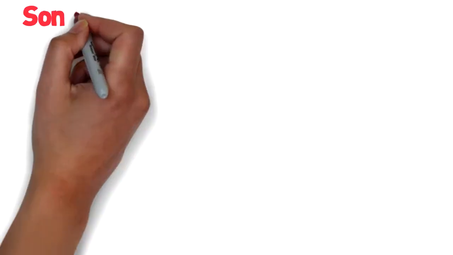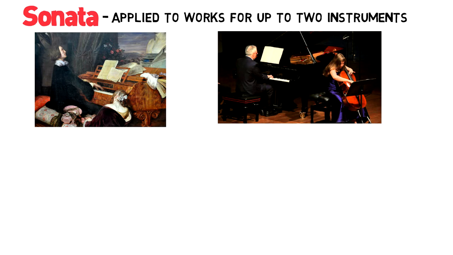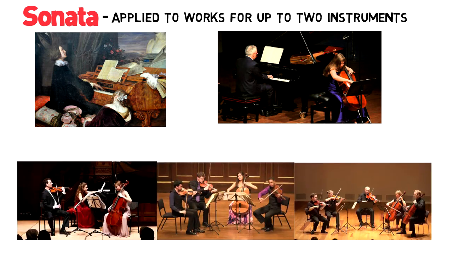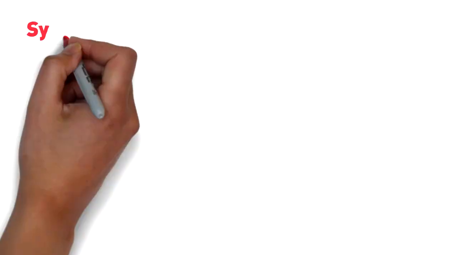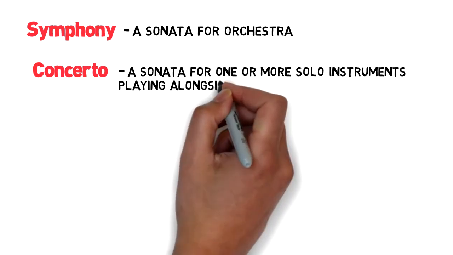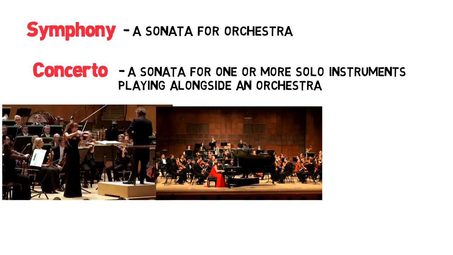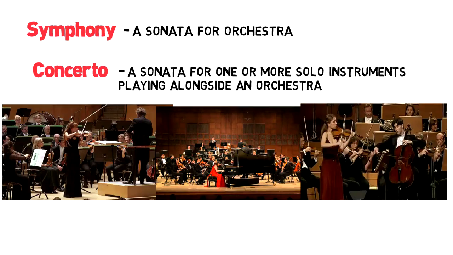For some reason, the word sonata is only applied to compositions for up to 2 instruments. So you'll get a piano sonata or a cello sonata, but when the group expands, we start calling them trios, quartets, quintets, and so on, instead of sonatas. This seems weird to me because really from the music of Haydn onwards, all these pieces are sonatas, just for more instruments. And in the same way, the symphony is really a sonata for orchestra. The concerto is a sonata for one or more solo instruments playing alongside or against an orchestra. So we get violin concertos or piano concertos or even double concertos for violin and cello and so on.